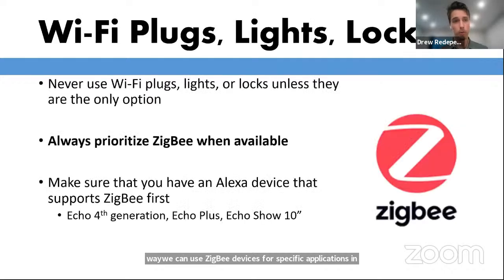So things like Wi-Fi plugs, lights, and locks, I typically don't ever recommend anyone use plugs, lights, or locks that are Wi-Fi based, because ZigBee is available. ZigBee is available for plugs, lights, and locks. Since it's available for those devices, there's no point in using Wi-Fi based devices, because ZigBee is more reliable and Wi-Fi has a lot of problems. So I recommend people don't use Wi-Fi based devices for those applications.